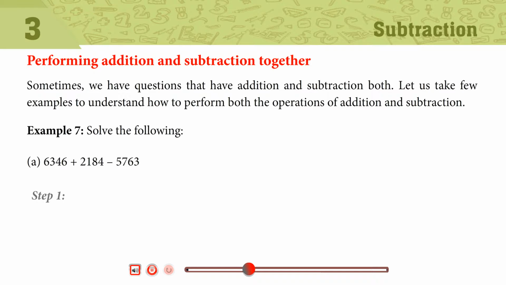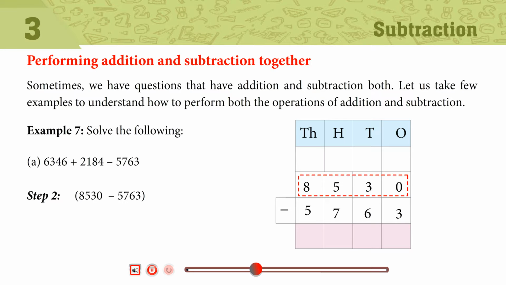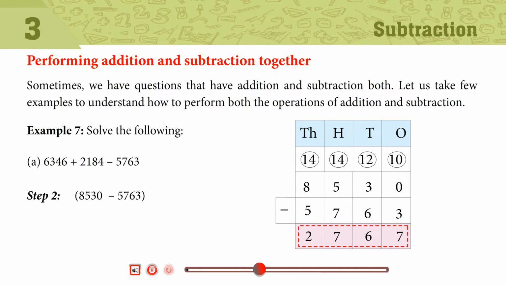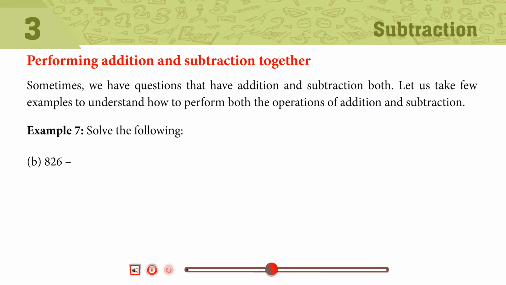5763. Step 1. 6346 plus 2184 is equal to 8530. Step 2. 8530 minus 5763 is equal to 2767. Therefore, 6346 plus 2184 minus 5763 is equal to 2767.